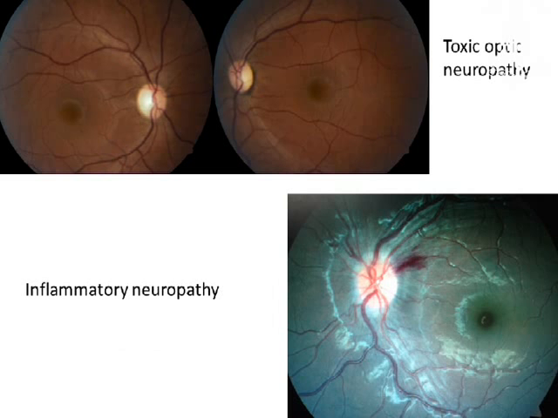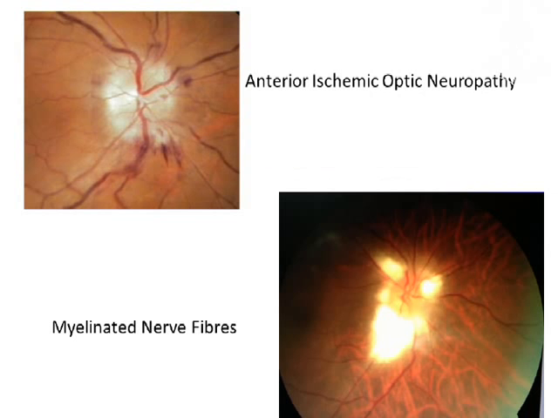Let's say a toxic optic neuropathy, or you can have a bitemporal pallor in nutritional optic neuropathies. Inflammatory neuropathies may sometimes have peripapillary hemorrhage along with a dilated hyperemic disc. This would be what myelinated nerve fibers look like. If you get a pallid disc edema, which is a differential, think of ischemic neuropathies.